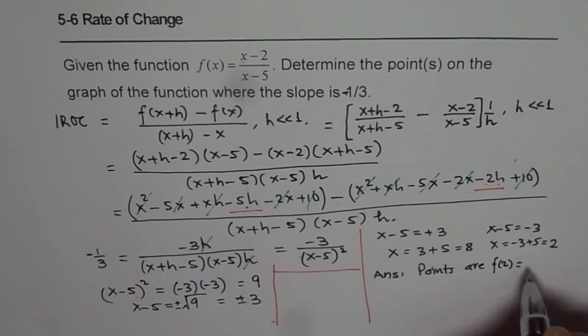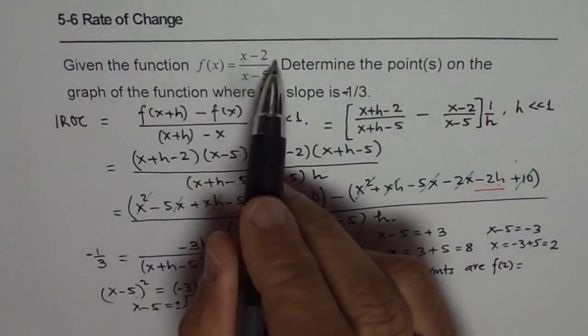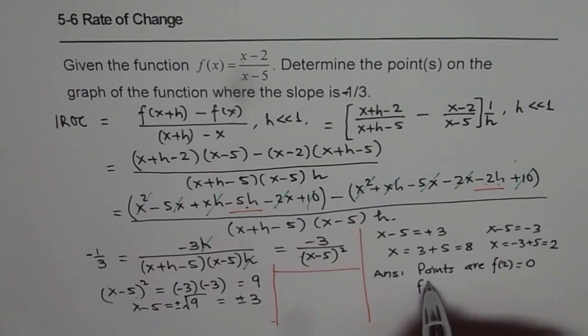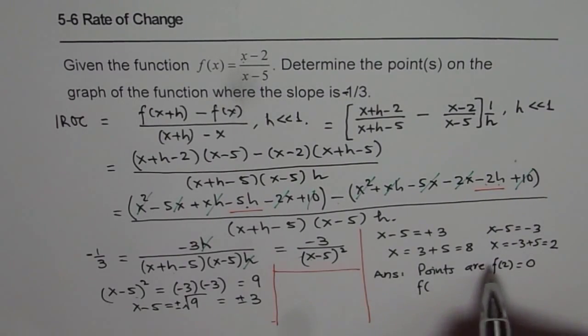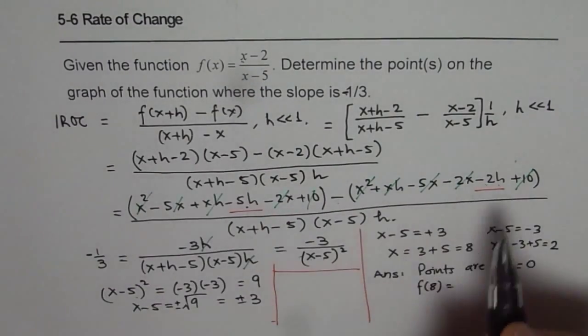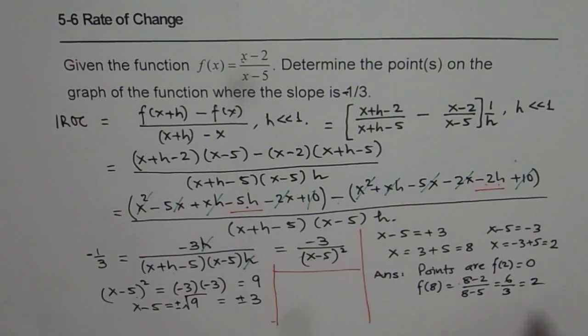So f of 2 will be equal to, if I write 2 here, then that is 0, right? So f of 2 is 0. And what is f of 8? F of 8 will be, I have to write 8 here, so I get (8 minus 2) over (8 minus 5). 8 minus 2 is 6, and this is 3. So f of 8 is 2, right?